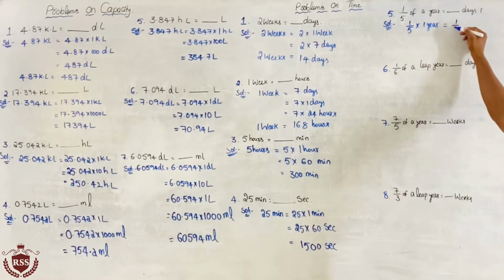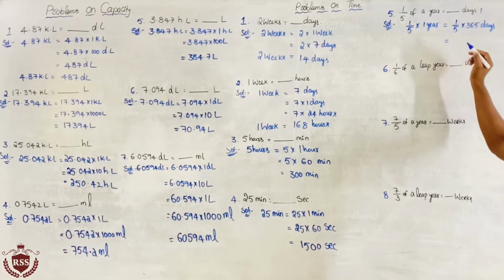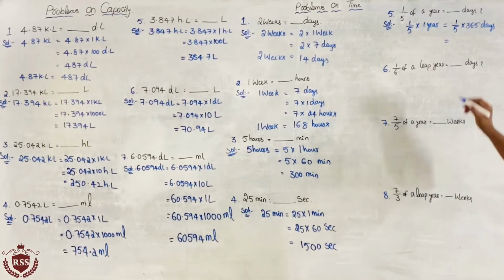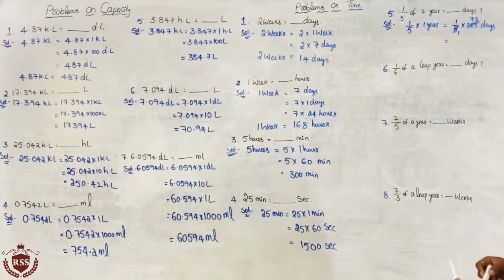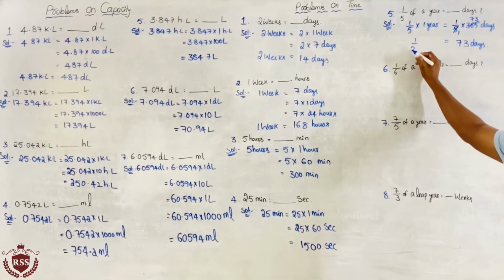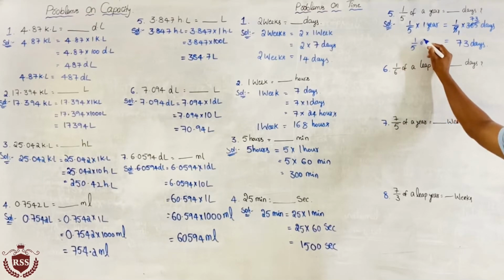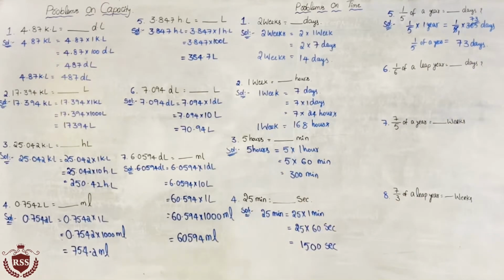So 1/5 into 365 days. We can cancel these terms because 5 is in the denominator, right? 5 1s are 5, 5 7s are 35, 5 3s are 15. So 1/5 of a year equals 73 days. 1/5 of a year equals what? 73 days.